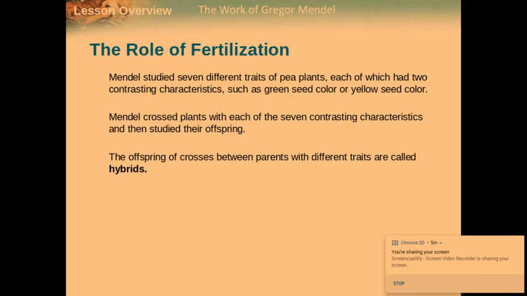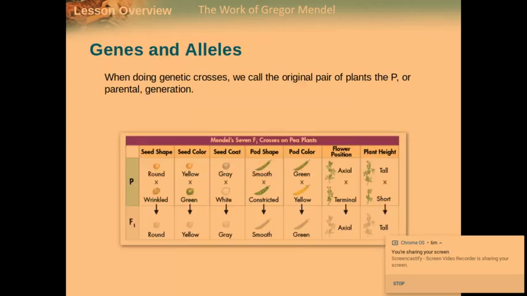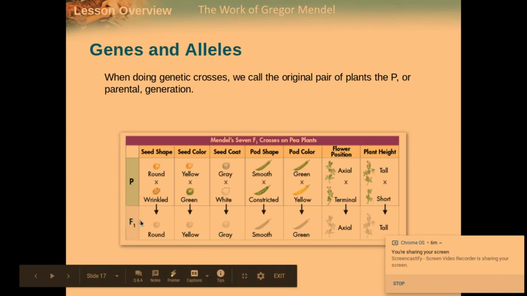Mendel studied 7 different traits of pea plants, each of which had 2 contrasting characteristics, such as green seed color or yellow seed color. Mendel crossed plants with each of the 7 contrasting characteristics and then studied the offspring. The offspring of crosses between parents with different traits are called hybrids, and you'll get a sense of what that is coming up shortly. So here are the 7 different characteristics, and just a little bit of vocab here. This P generation is the parental generation. These are the 2 that are being crossed, and this is the F1. That is the first filial generation. So these are the offspring.